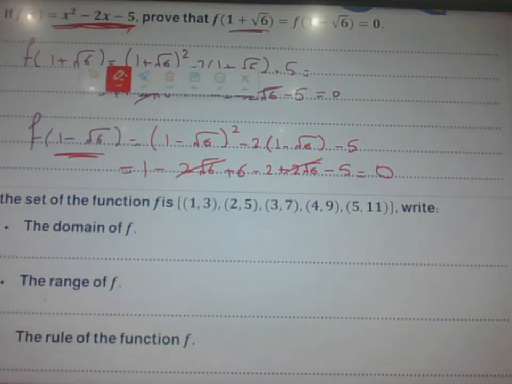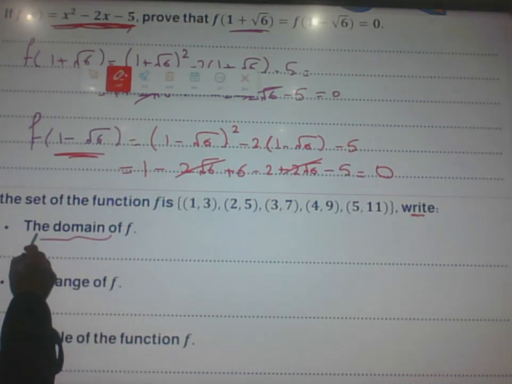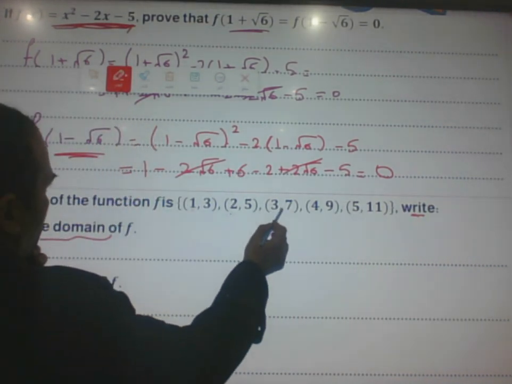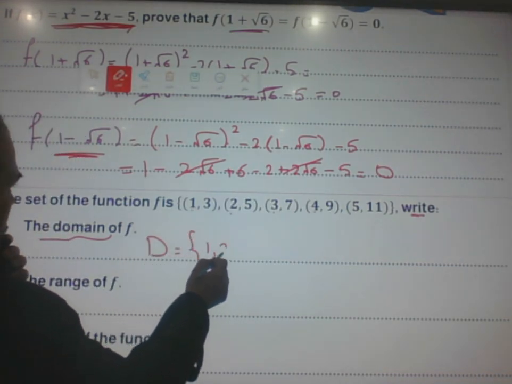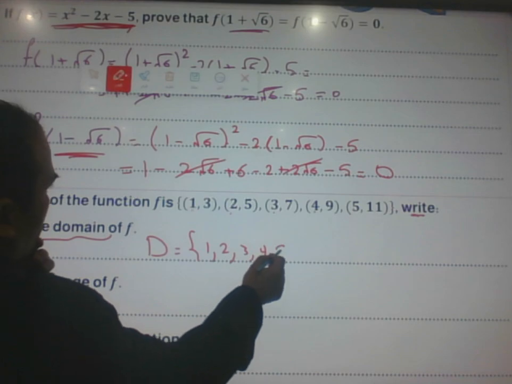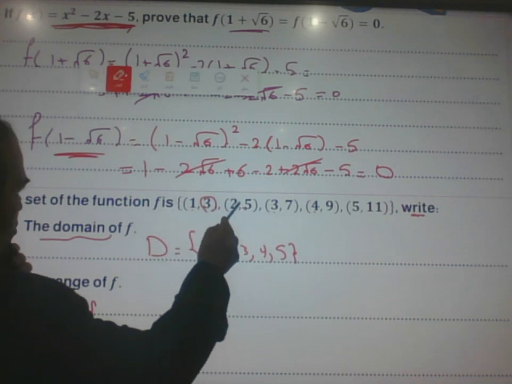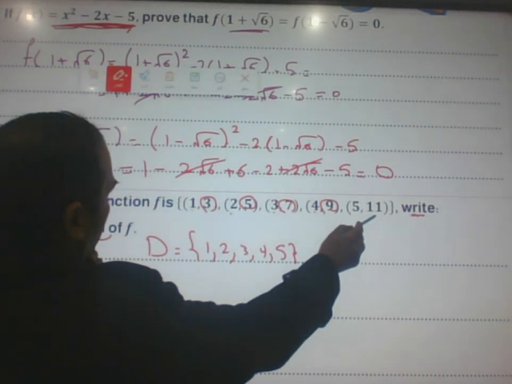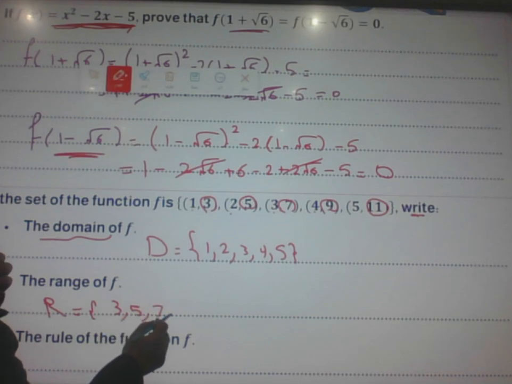Next question here. He asked in this example, if the set of the function is given, the domain of x. The domain is the first set: 1, 2, 3, 4, 5. The domain equals 1, 2, 3, 4, and 5. And the range here, the second set, because this function gives 3, 5, 7, 9, 11. 3, 5, 7, 9, and 11. We call it the range of the function.